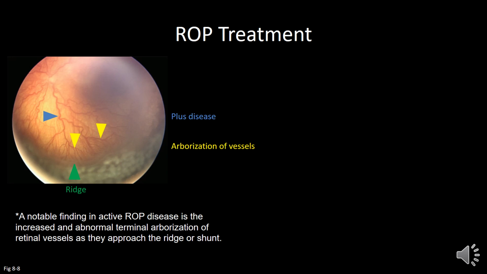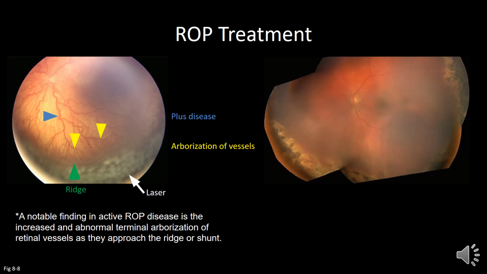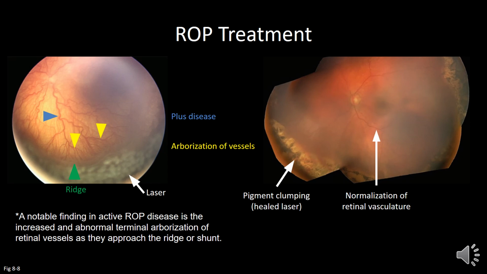As this eye has threshold disease, it was treated with laser. On the right, we see a different patient with pigment clumping denoting healed laser photocoagulation. Also, there is normalization of the posterior retinal vasculature.